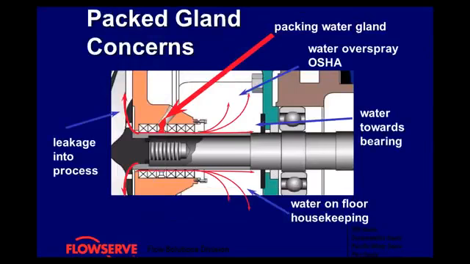Now here are some of the problems. If you have leakage into your process, this can cause contamination into the process, especially if you don't want water in your system. Also, if you have overspray or there's water on the floor, this can be an OSHA concern and also a housekeeping concern. And lastly, if you get water towards the bearings, it can get into the bearing box, contaminate the oil, which will eventually lead to a bearing failure.